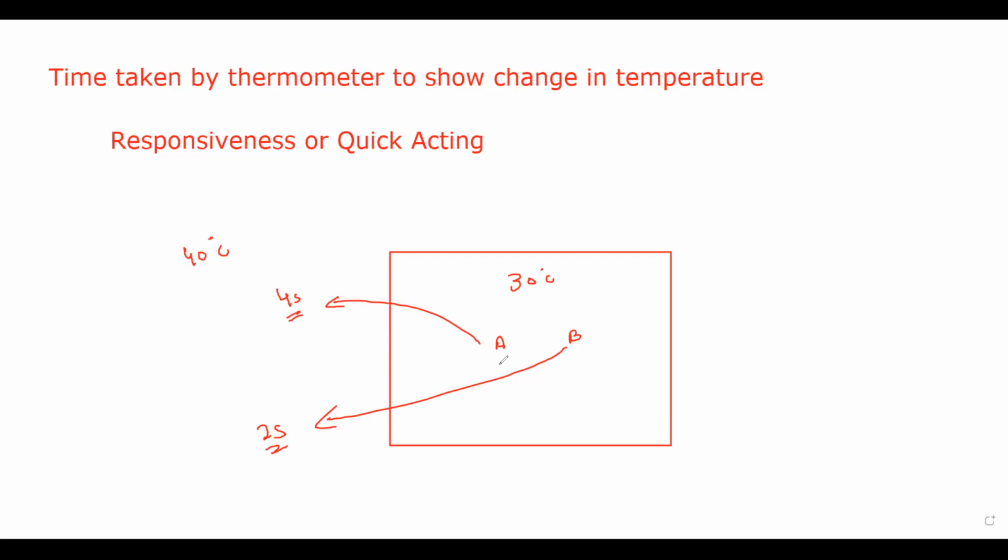Which thermometer is responsive or quick acting? Which thermometer is responding quickly? A or B? The thermometer which takes a short time to show a change in temperature. So in that case, B is responsive because in 2 seconds it shows the temperature change from 30 to 40. But A is taking time to show a change in temperature.